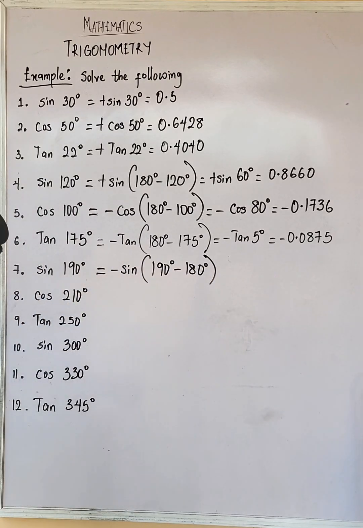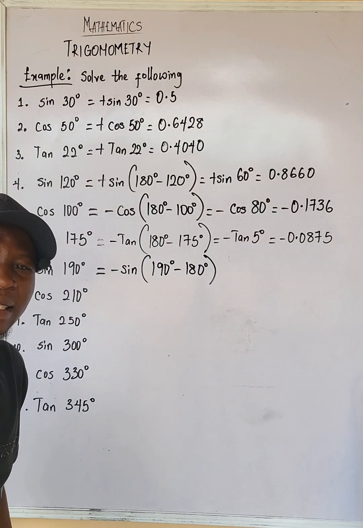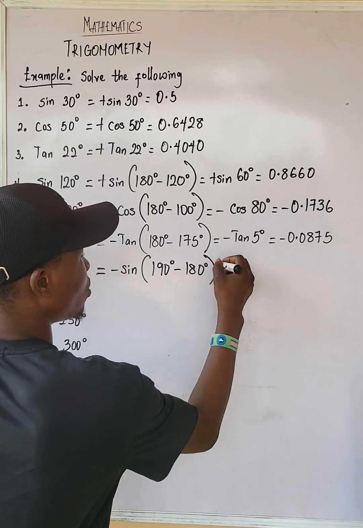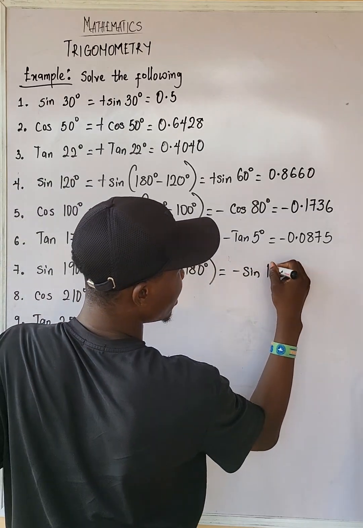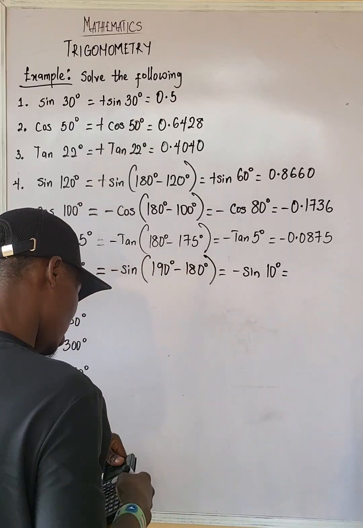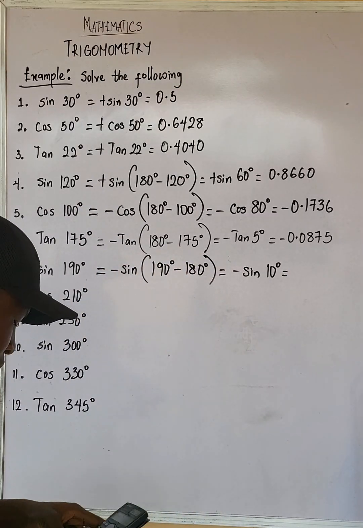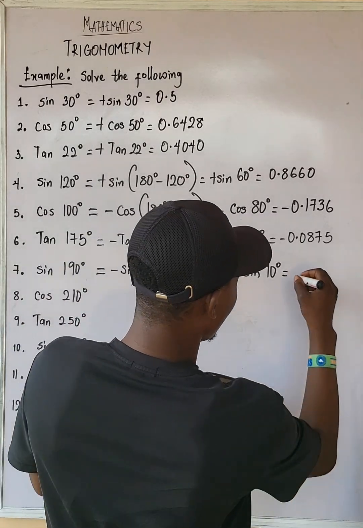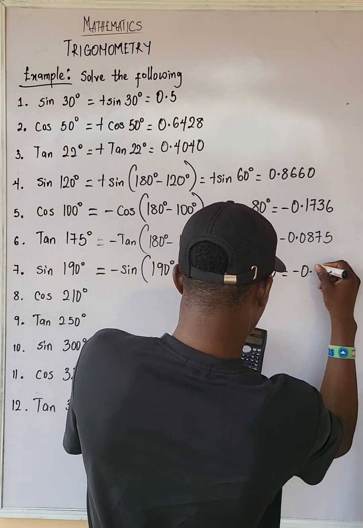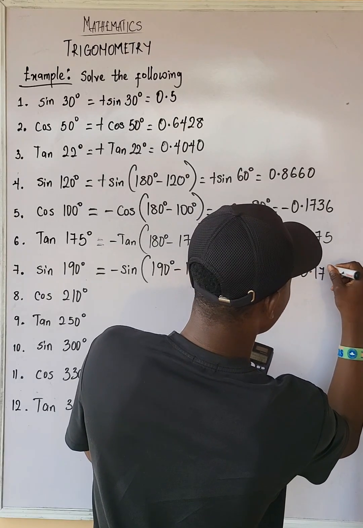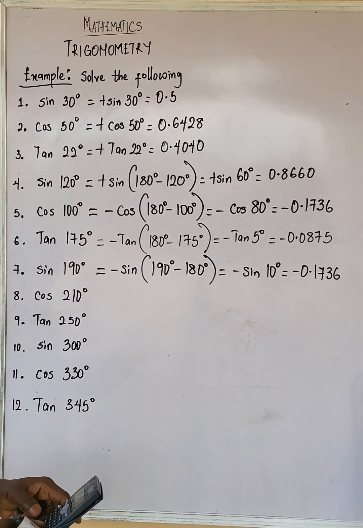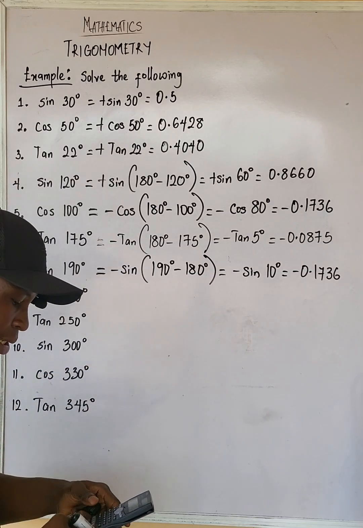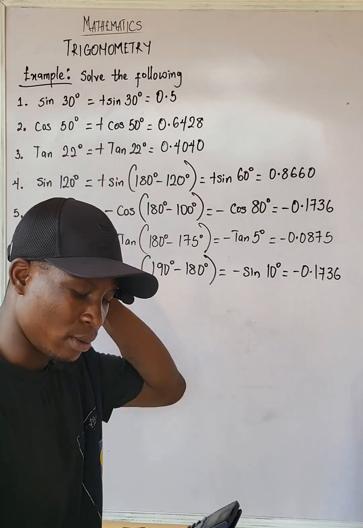On the third quadrant, how do you get the angle? It is that angle minus 180. So what do we now have? That will be minus sine. 190 minus 180 will give us 10 degrees. And what's sine 10 degrees? That will be minus 0.1736. Do you understand? Now let's press sine 190 degrees direct. You see that is minus 0.1736.